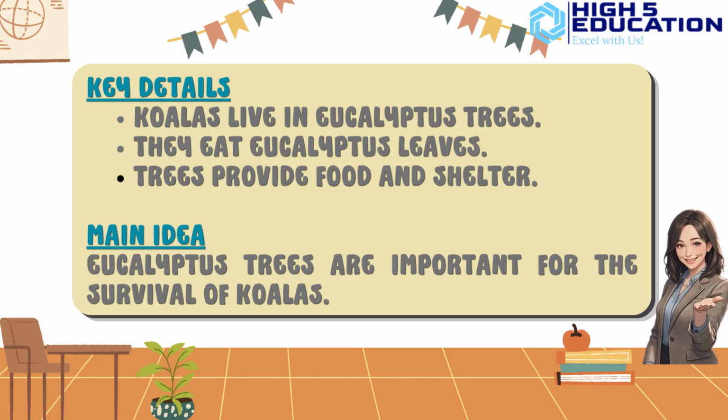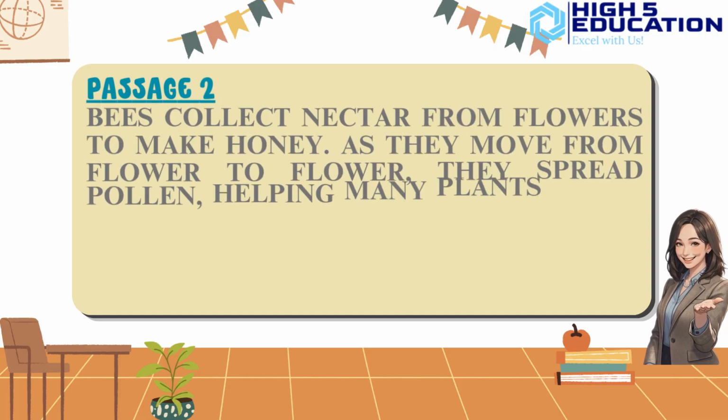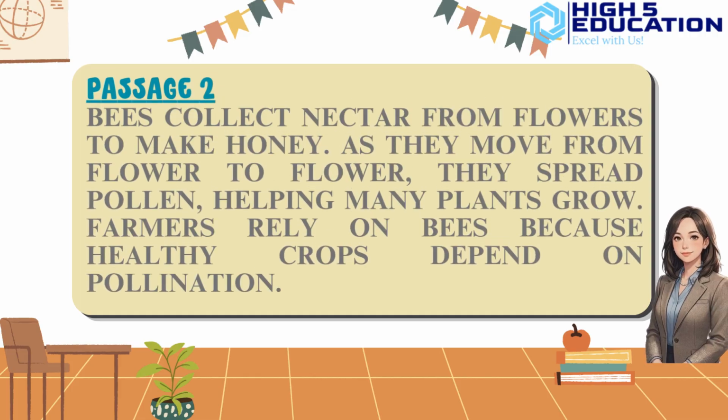Remember, we didn't choose just one detail. Instead, we combined all the important details to discover the big idea of the passage. That's how good readers find the main idea. Let's look at another example and use the key details to find the main idea. First, let's read the passage together.